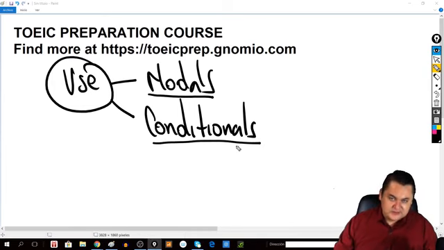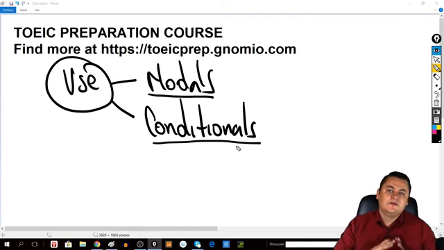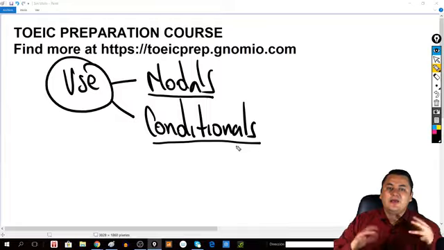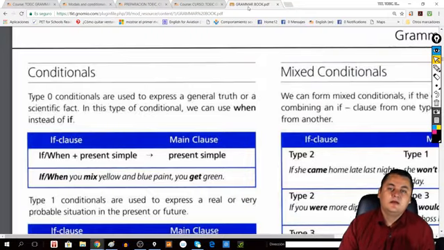For conditionals, it happens the same. We don't need to know the kind of conditional. You know, there is a zero conditional, a type 1 conditional, a type 2 conditional. We don't need to know the use. And now we're going to understand the conditionals.